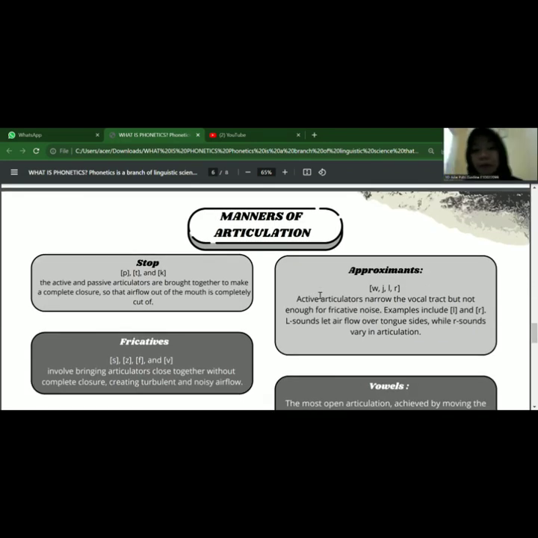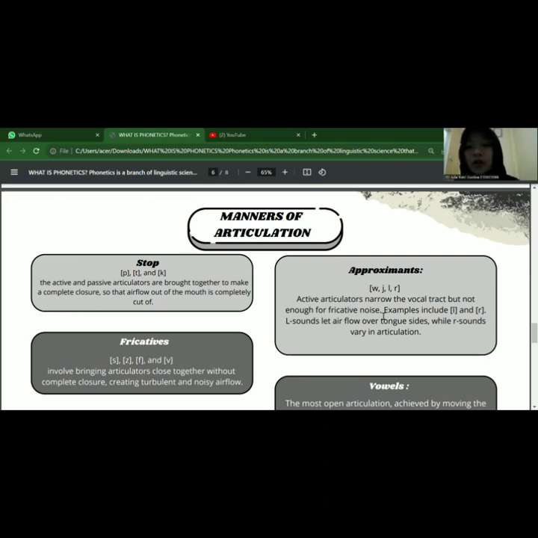The first one is stop. The active and passive articulators are brought together to make a complete closure so that airflow out of the mouth is completely cut off. Like stop, cut, kick, like that. It is a stop actually when we pronounce P, T, or K. Stop, cut, like that. And the next one is approximants.